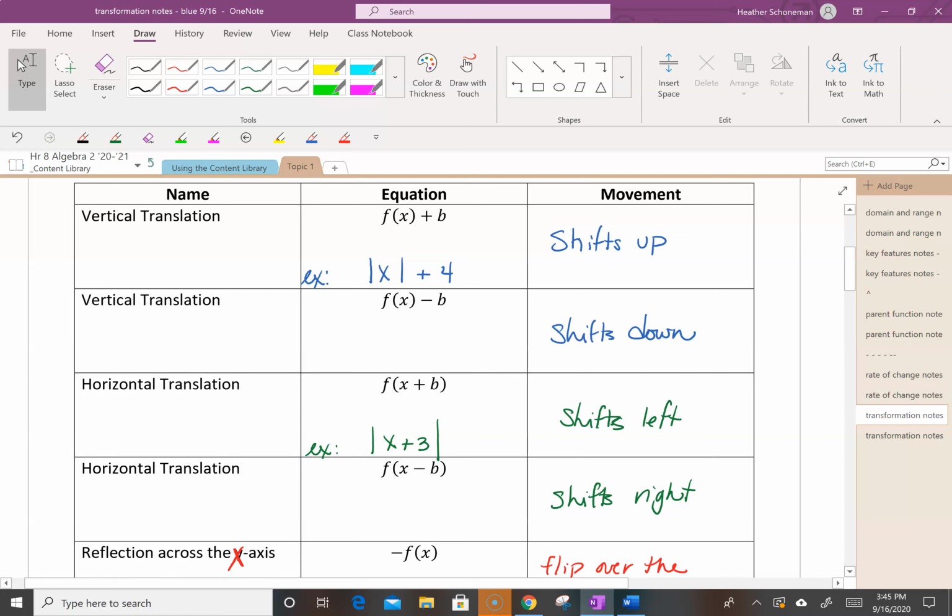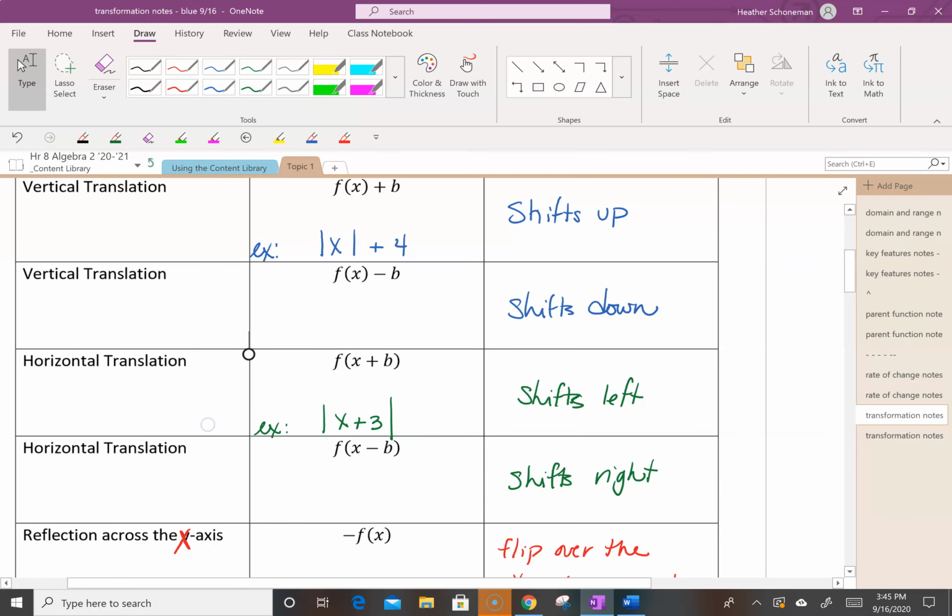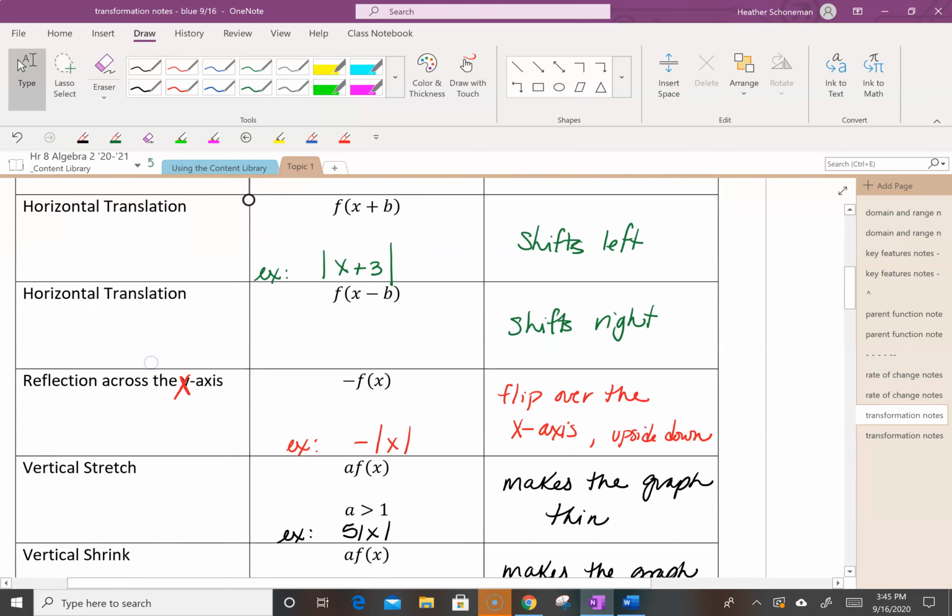So this horizontal translation, when it happens, it's the opposite of what you think. So the up and down is the same, but the left and right is the opposite of what you think. So when it's plus 3, it's shifting it to the left. When it's a minus, it is shifting it to the right.